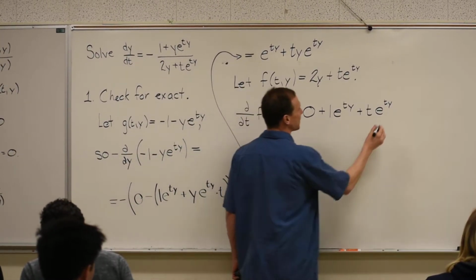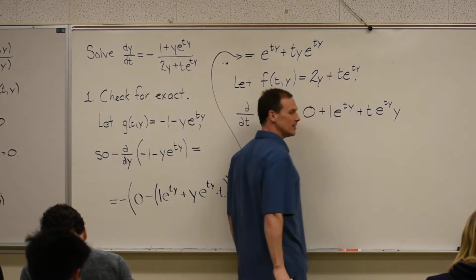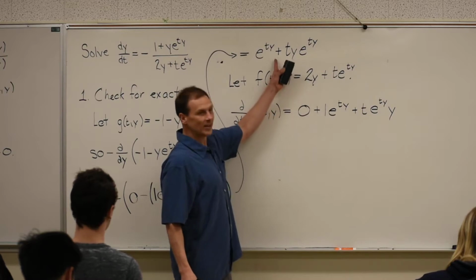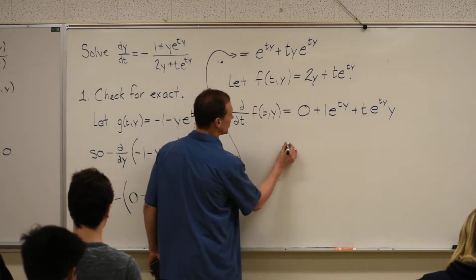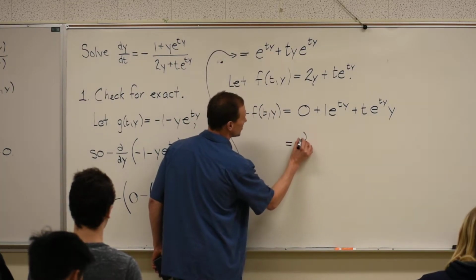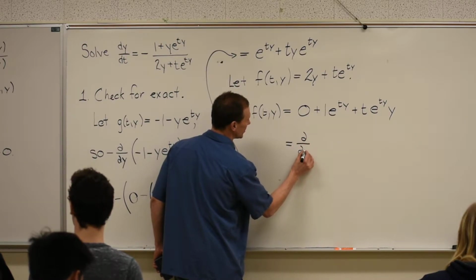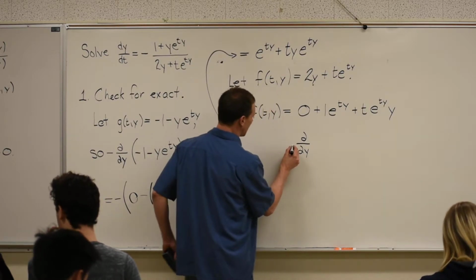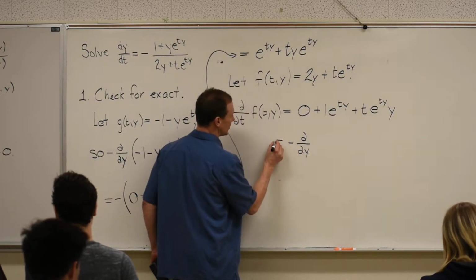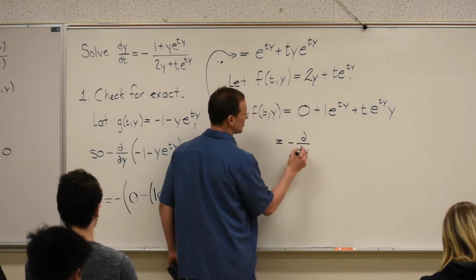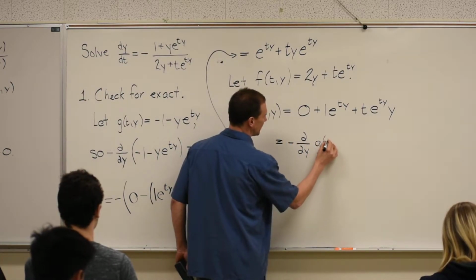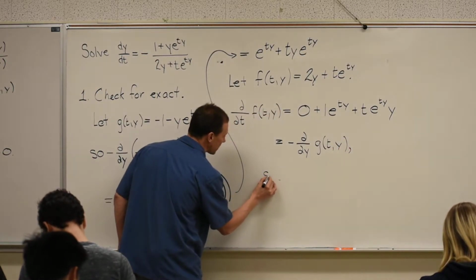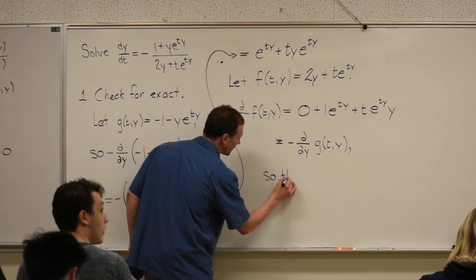Y. Is that exact? Wait a minute. That is that, isn't it? Yeah, it sure is. So in other words, all that is the same as the partial with respect to t of f, and I've got the minus sign, is equal to minus the partial with respect to y of g. So the equation is exact.